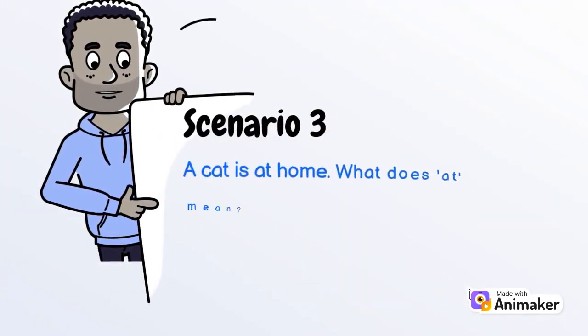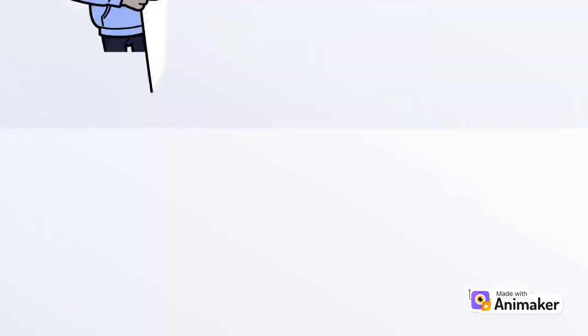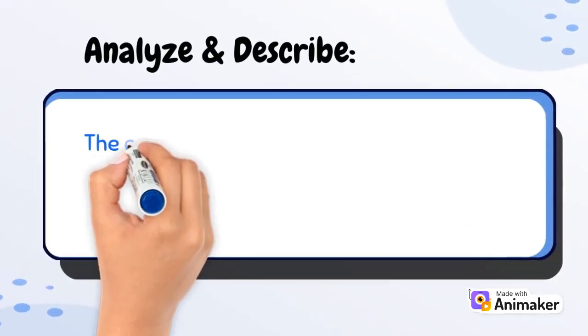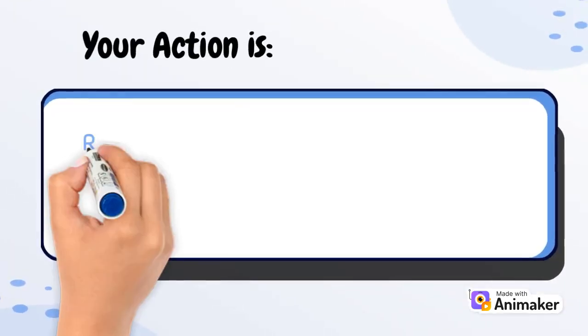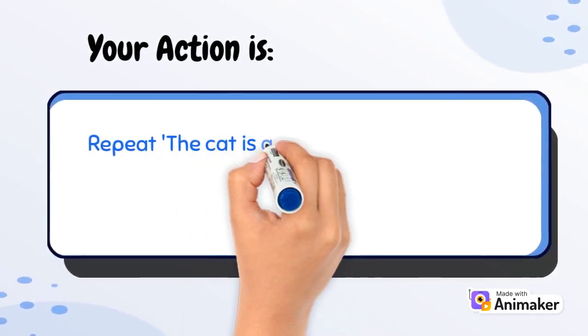A cat is at home. What does that mean? Analyze and describe. The cat is at home. Your action is, repeat, the cat is at home.